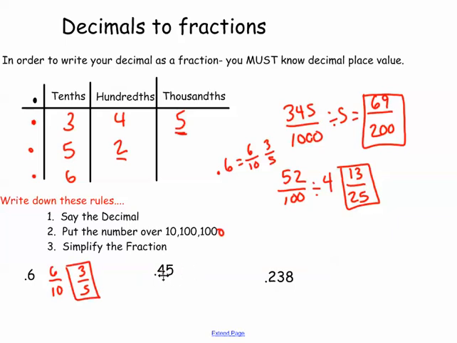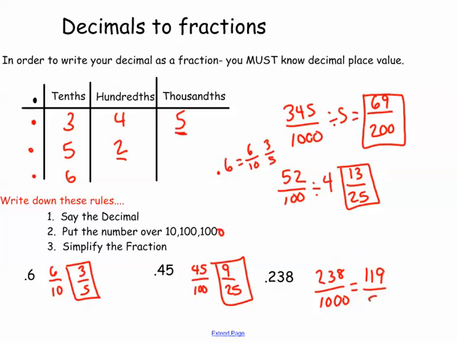Let's look at this one. This is 45 hundredths. Divide by 5, and I get 9/25. And this is 238 thousandths. Oops. And I'm going to divide by 2. That's what I can think of. And I'm going to get 119 over 500. And I'm going to think that that is simplified.